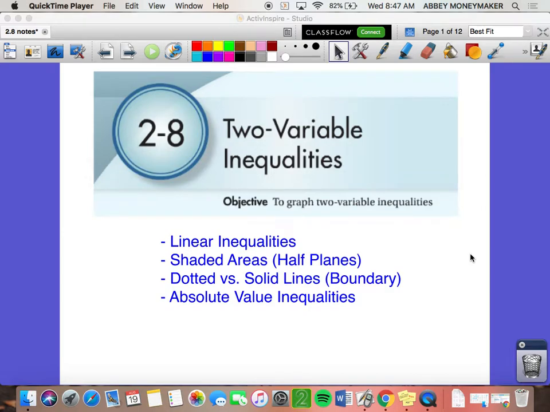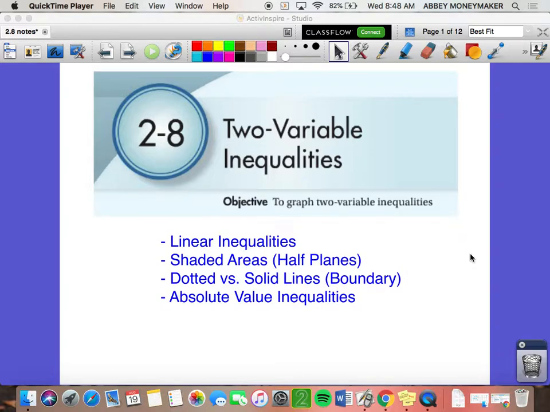Hey y'all, this is the last lesson in Module A, and we're going to talk about how you graph two variable inequalities. More specifically, how you graph a linear inequality. Since we're dealing with inequalities today, our answer is going to include shaded areas, and the line we graph is going to be dotted versus solid. Then we're going to do the same thing with the absolute value.